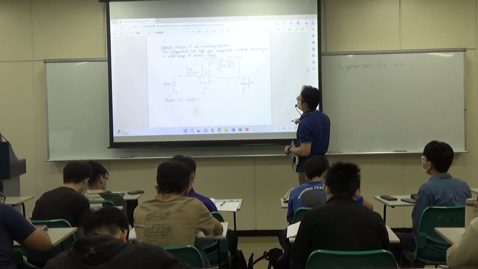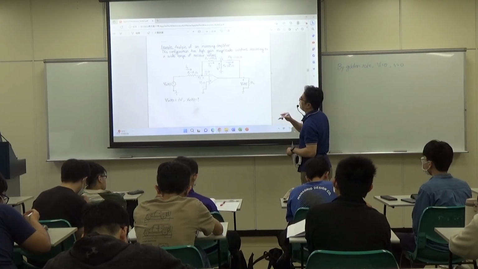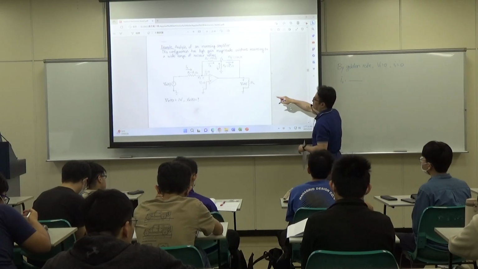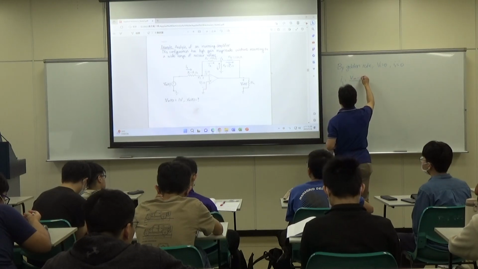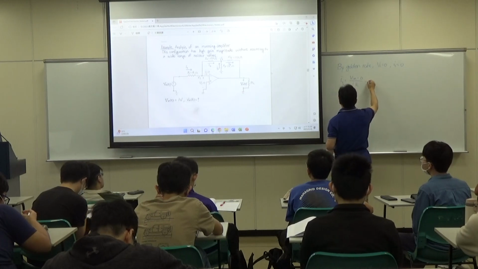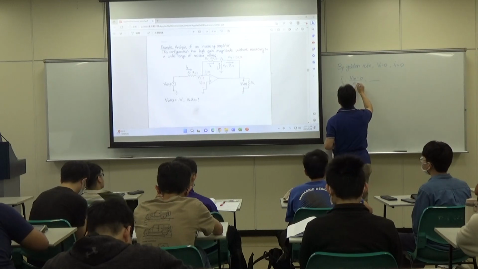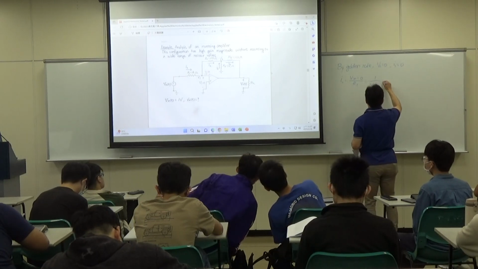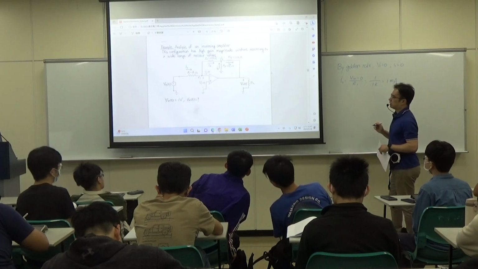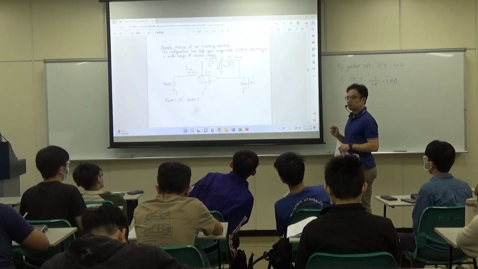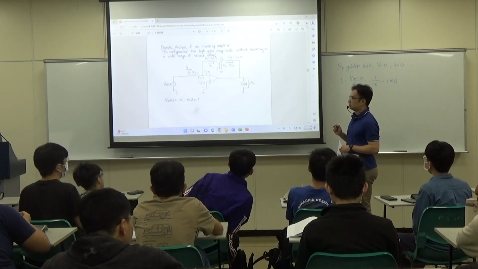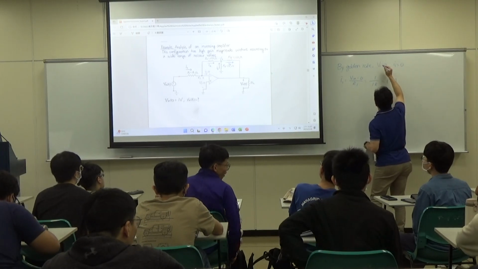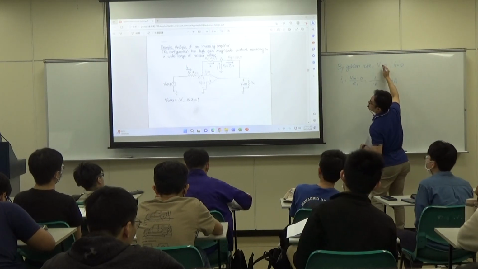Can we solve I1 if we are given Vin is 1? Yes. I1 is Vin minus 0 divided by R1, which is 1k. So 1 divided by 1k is 1 milliamp. Okay? So Vi is 0, V1 is 0.